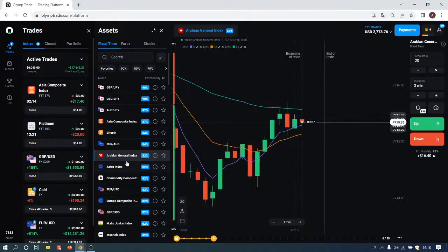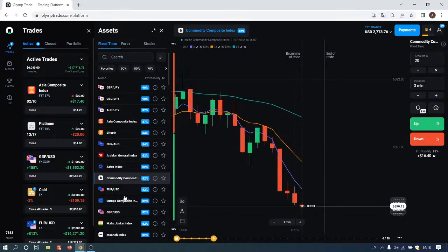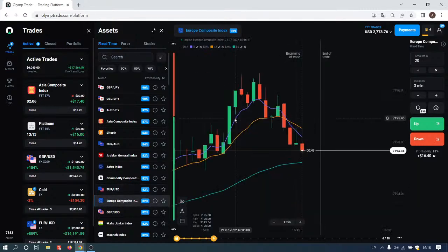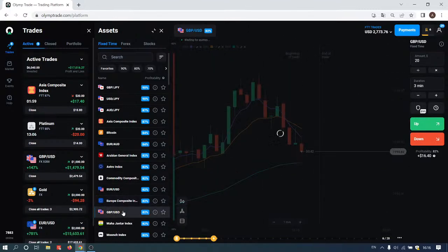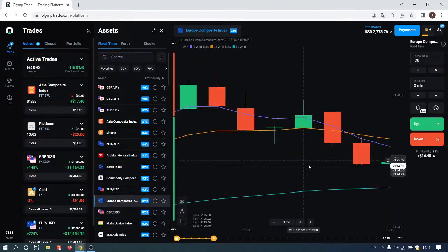But at the same time, I would say sometimes you don't even need all this information. You don't even need fundamental analysis. You just go ahead and trade. If you see, oh, that was a beautiful signal here on Europe Composite Index. Fortunately, it's a little bit too late. Okay, so let me explain to you why.